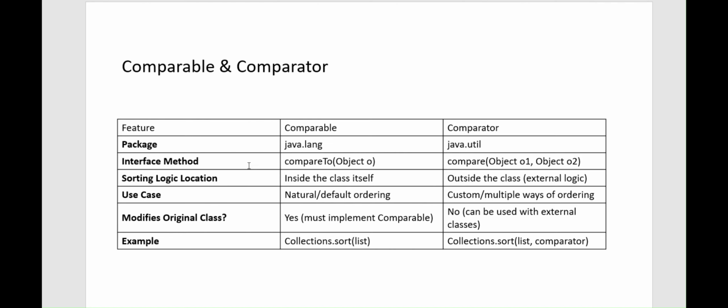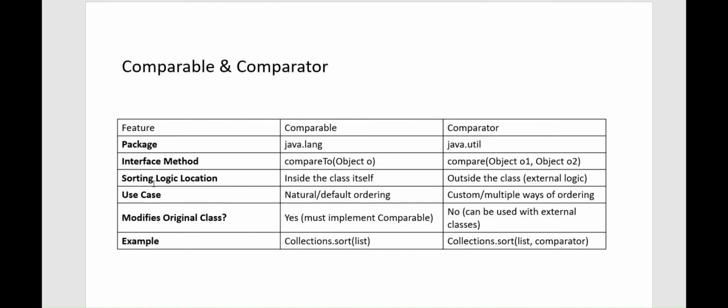Similarly, comparable A for alone. Comparable is for A for alone, A after A comes L. So java.lang package. Okay, similarly interface method comparable. So I compare myself to another. So it's compareTo method, but in comparator only compare method is there.